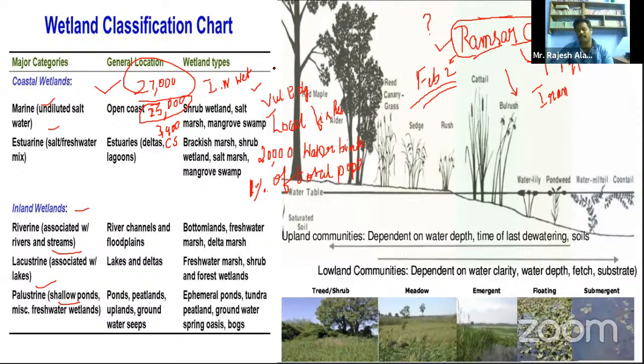It is not present somewhere else. Say Lonar Lake, right, sir? Very recently, it was declared as a wetland, Lonar Lake. Have you read, sir? This was in current affairs. Can someone tell where Lonar Lake is present? This was the recently added wetland in India under Ramsar sites. Where is Lonar Lake?